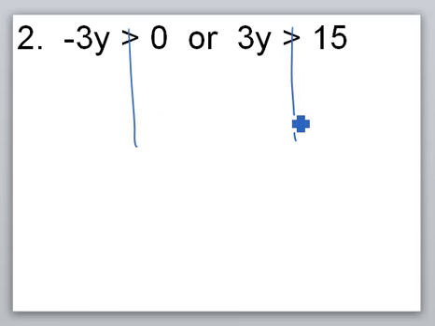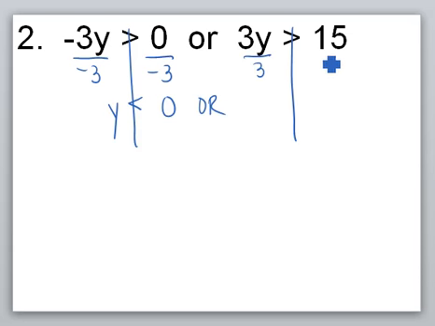This is also one-step inequalities where we're going to divide by negative 3. You should have some sort of bell going off in your head right now because we're dividing by a negative on both sides. And we know that when we divide by a negative on both sides, we have to remember to flip that sign. So we get y is less than 3, or we're going to divide by 3 on both sides. This time we don't have to flip that sign because we're dividing by a positive on both sides. So y is greater than 5.